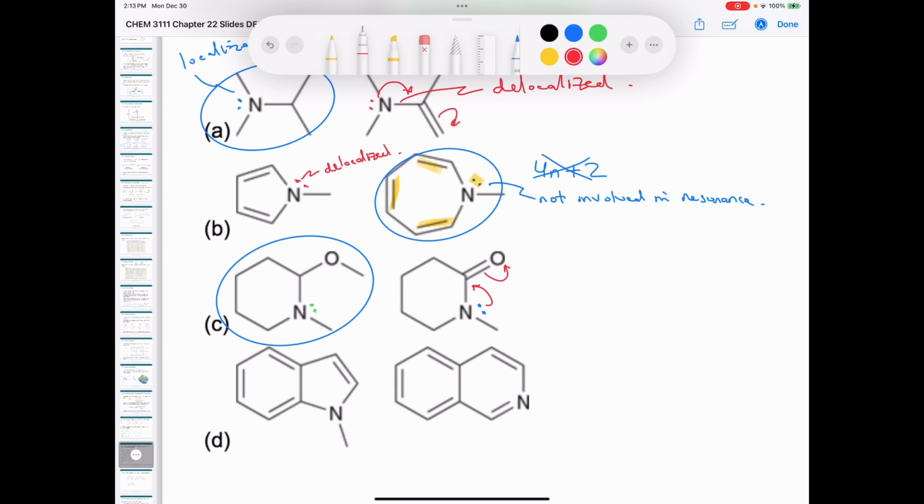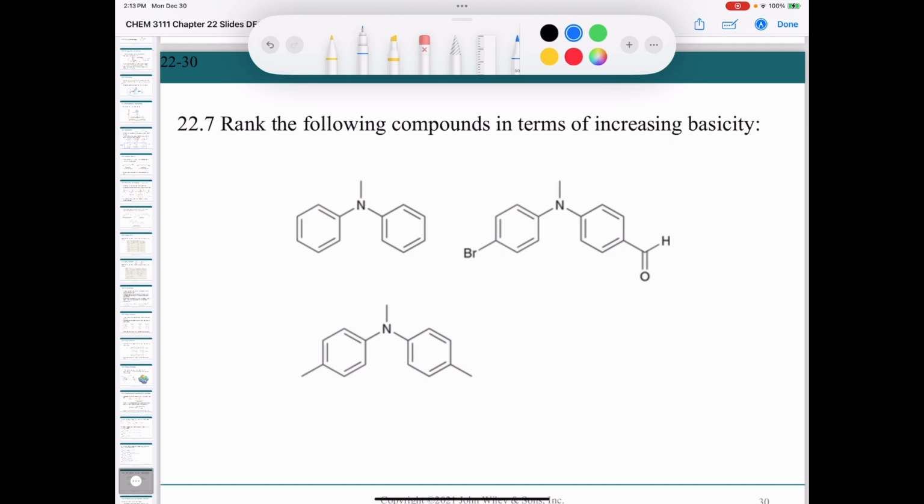If we put the lone pair here, this lone pair is required for aromaticity, and so we would say that this lone pair is delocalized, whereas the blue lone pair is not required for aromaticity. So these are localized, and so this compound is going to be the stronger base. And the last question is rank the following compounds in terms of increasing basicity.